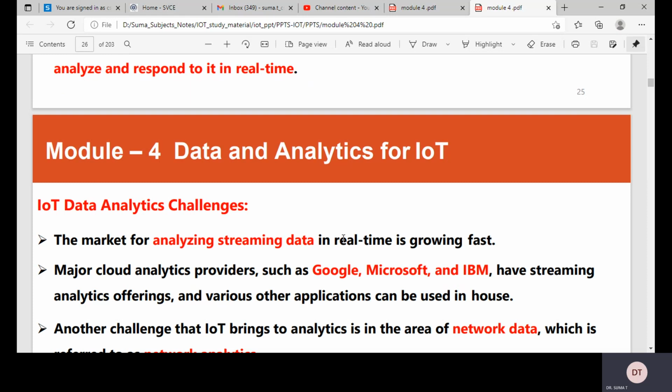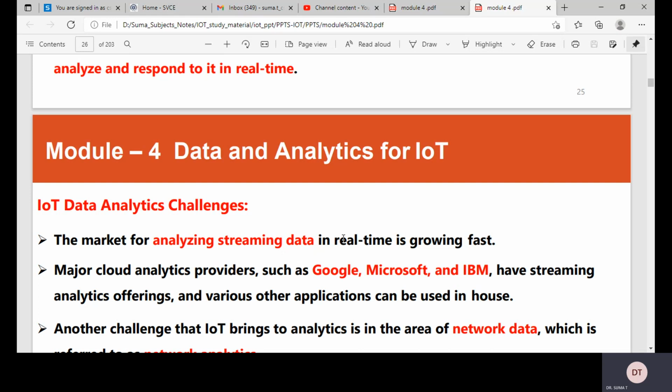Real-time analysis of streaming data allows you to detect patterns or anomalies that could indicate a problem or a situation that needs some kind of immediate response to have a chance of affecting the outcome. You naturally must be able to filter and analyze the data while it is occurring, as close to the edge as possible. The market for analyzing streaming data in real time is growing fast.